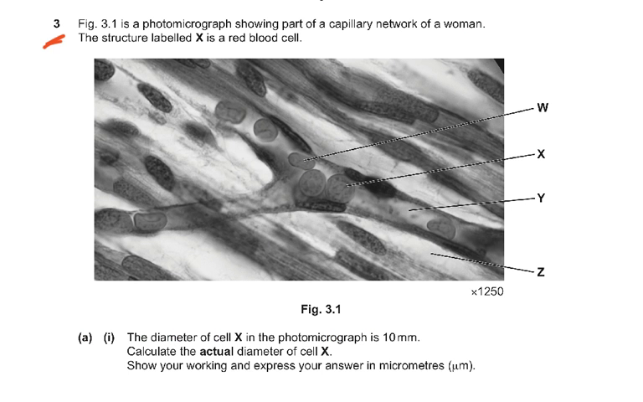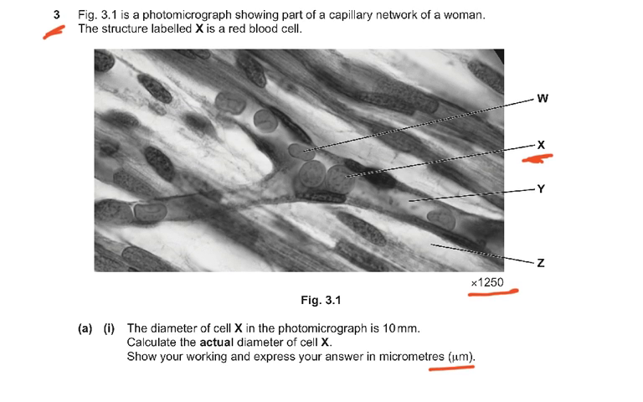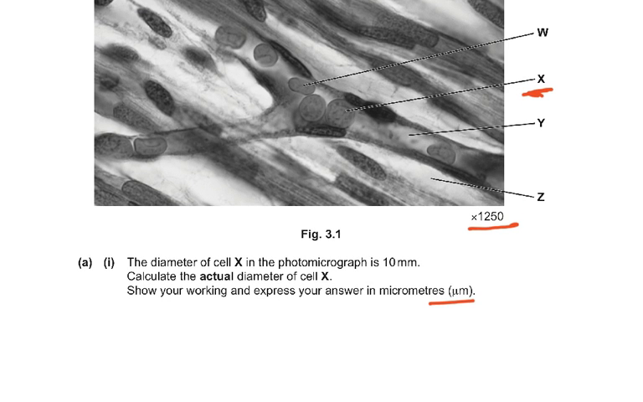Question number 3, figure 3.1 is a photomicrograph showing part of a capillary network of a woman. The structure labeled X is a red blood cell. The diameter of cell X in the photomicrograph is 10 millimeters. Calculate the actual diameter of cell X, show your working and express your answer in micrometers. And this has been magnified 1250 times. So it's 10 millimeters.